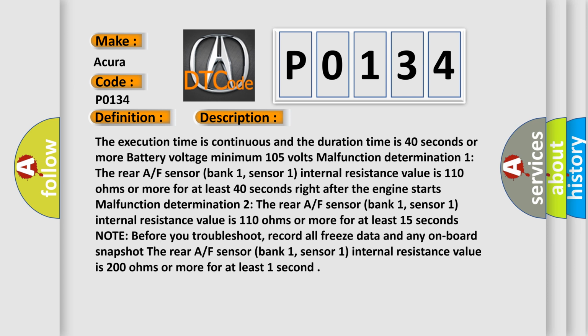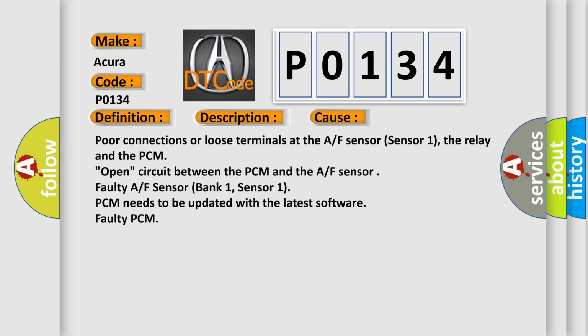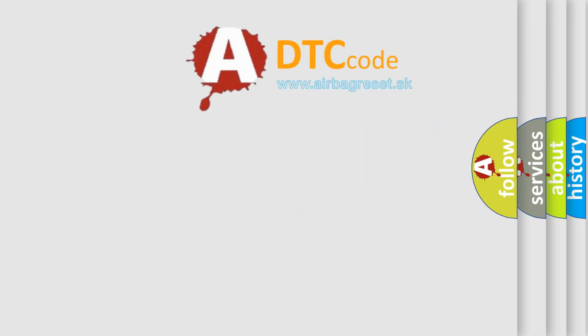The rear AF sensor bank 1 sensor 1 internal resistance value is 200 ohms or more for at least 1 second. This diagnostic error occurs most often in these cases: poor connections or loose terminals at the AF sensor, sensor 1, the relay and the PCM. Open circuit between the PCM and the AF sensor. Faulty AF sensor bank 1, sensor 1. PCM needs to be updated with the latest software. Faulty PCM.